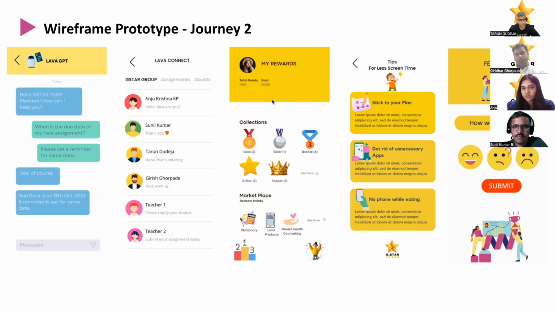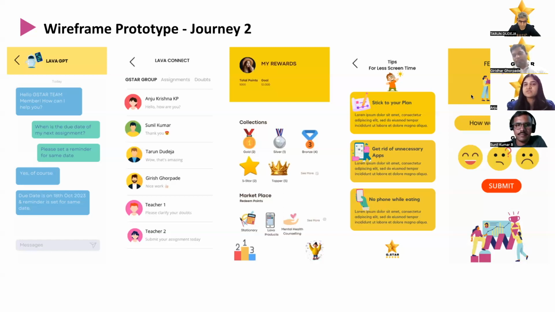And we have the rewards module, which is designed to motivate GenZs to manage their screen time. Here, users can earn points and redeem rewards for achieving their screen time goals. The most important thing here is the marketplace, which differentiates us from our competitors. It will also help Lava generate revenue, so this is a very important module. Then we have the tips section, where GenZs can get practical advice on responsible screen time management, digital well-being, and other useful insights. Last, we have the feedback module, which tracks the mood of the GenZs.